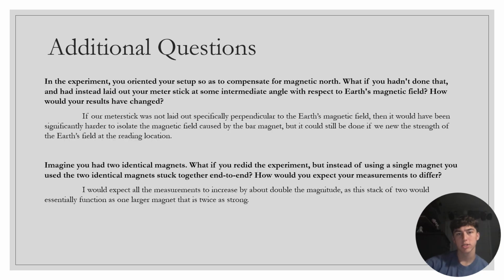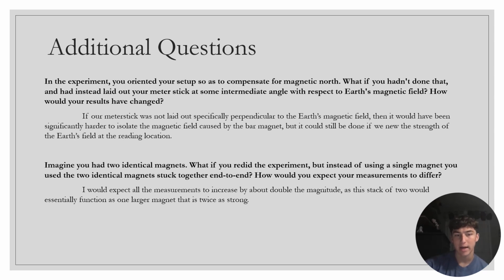For some additional questions: if we didn't have an axis which was unaffected by the Earth's magnetic field, it would have been a whole lot harder to find out just how strong our bar magnet actually was. But if we knew the magnitude of the Earth's magnetic field at the point we were at, it would be possible to find. It would just be a lot harder.